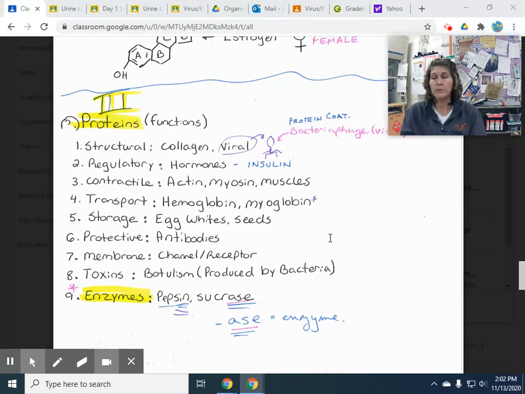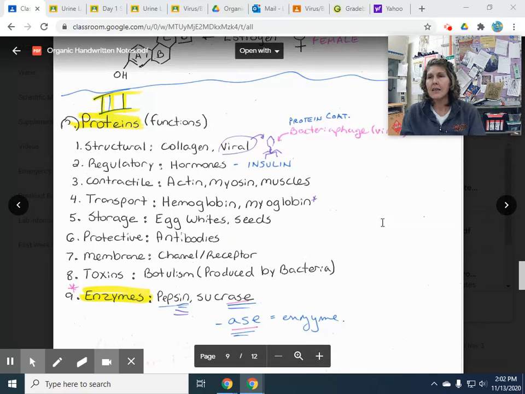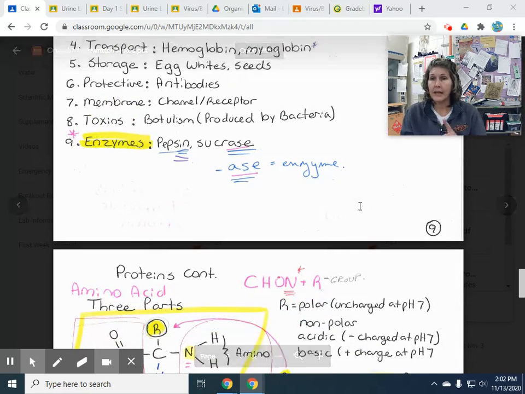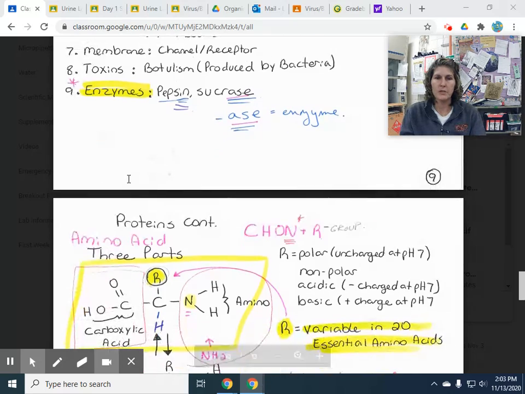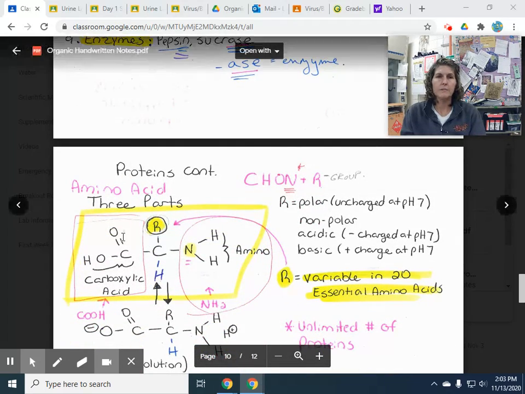Enzymes are special types of proteins. They speed up reactions. They usually end in ASE. They can be used over and over and over again, and they're specific. So you see sucrase there. It only works to break down sucrose or build up sucrose. Lactase is for lactose. Maltase is for maltose. Enzymes usually end in ASE. Pepsin, there's your exception. It actually helps to break down some proteins within your stomach.